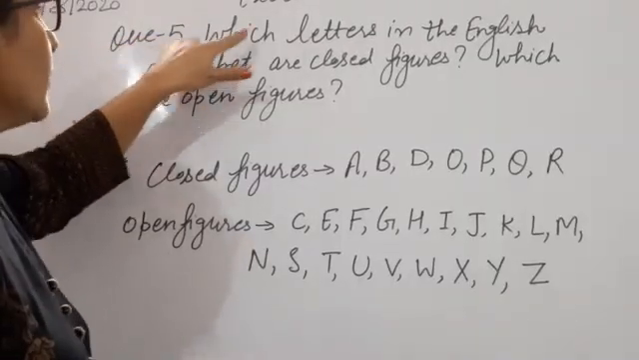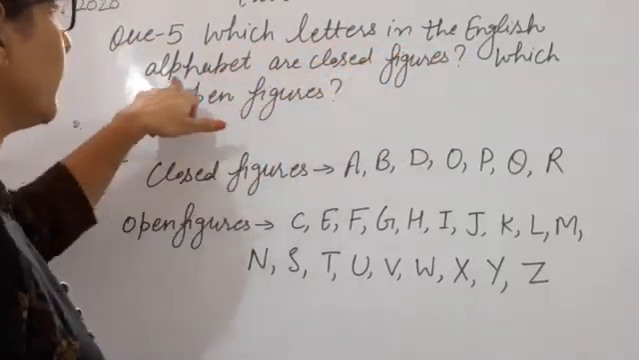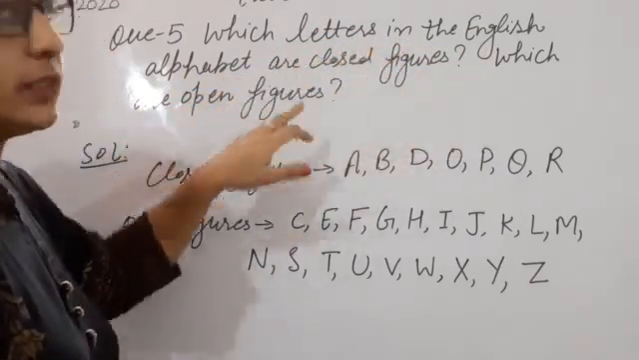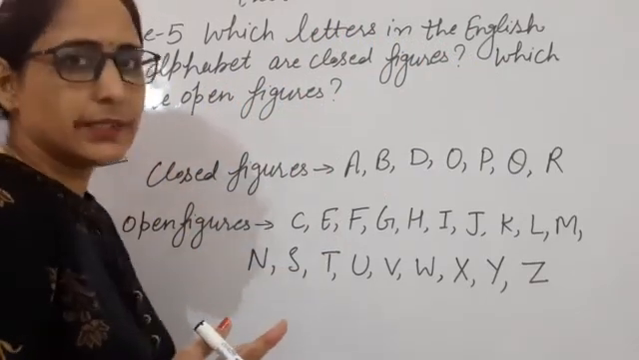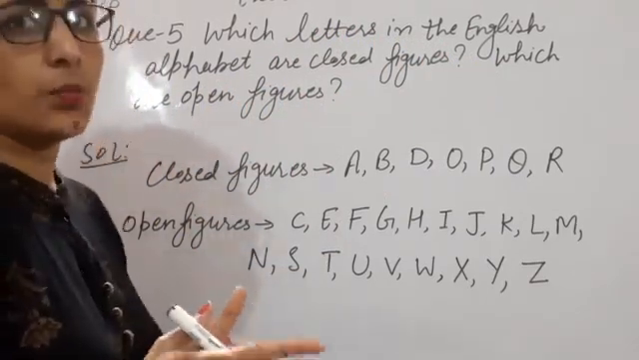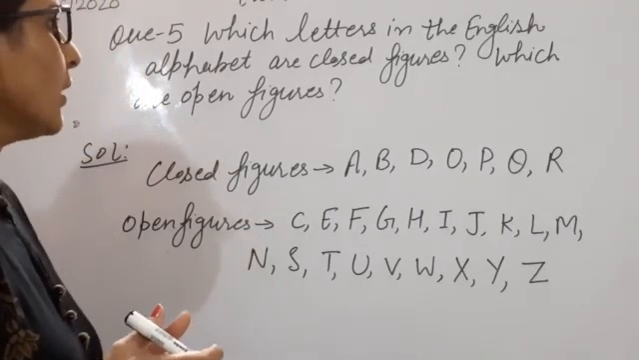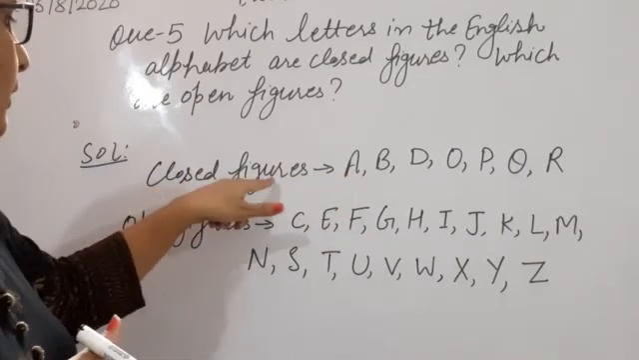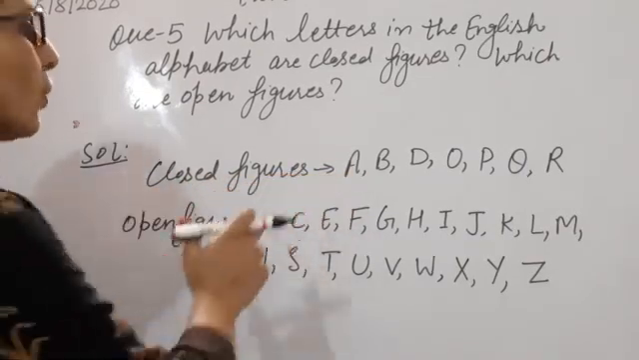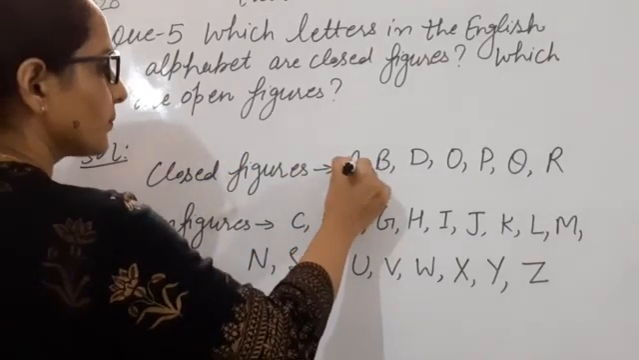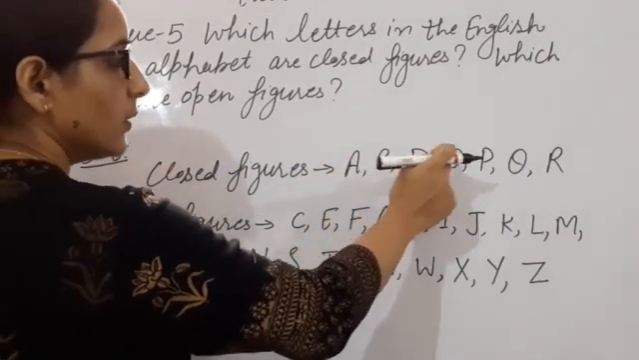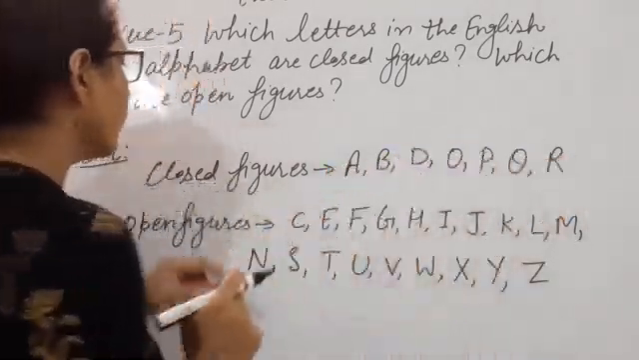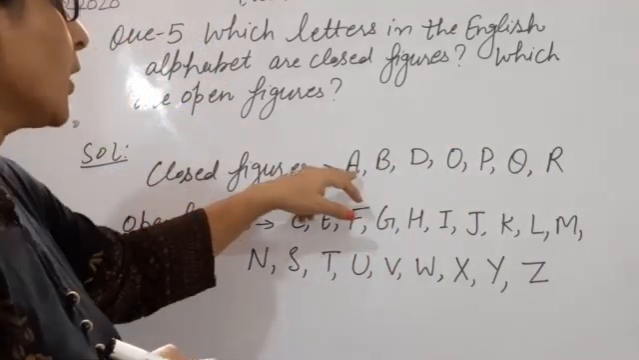Question number 5 is which letters in the English alphabet are closed figures and which are open figures? In the English alphabet, which letters have the open figure, clear, and which have the closed figure? So first we write here the letters which have the closed figure. It means they are closed, not open. It's A, B, D, O, P, Q and R. All of these have the closed figure.